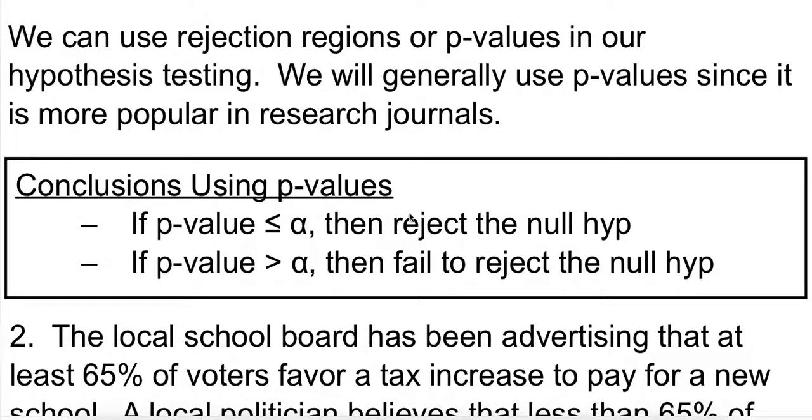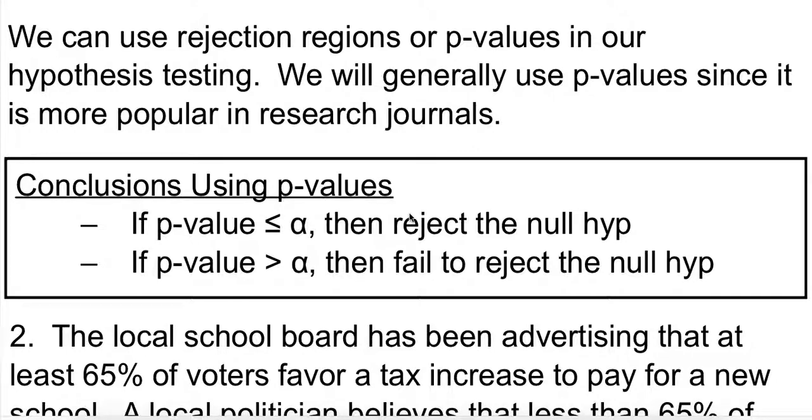All right, so when we're running these tests, we can either use rejection regions or p-values when we're doing this hypothesis testing. We're just going to do p-values in this video and in this lesson. It's generally more popular when you're looking at research journals. Rejection regions still work, but you're more commonly going to see p-values. So we're going to calculate our p-value.